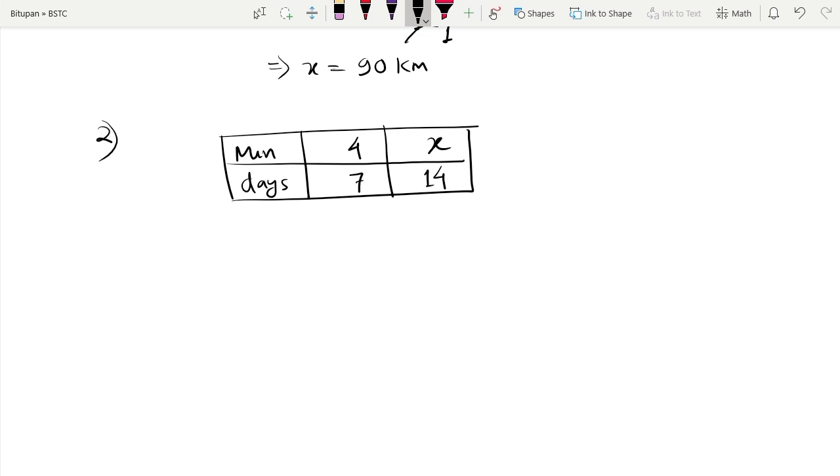I hope you could understand the topic. If number of days is increasing to complete the work, that means number of workers is decreasing definitely. That's why it is taking longer time to complete the work.